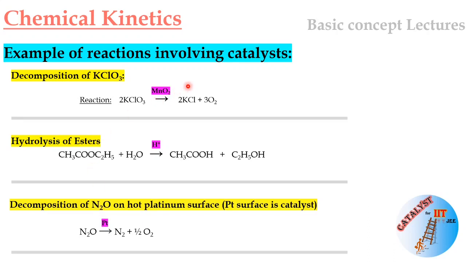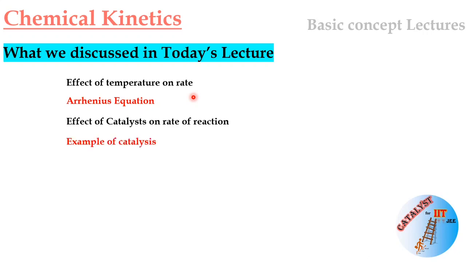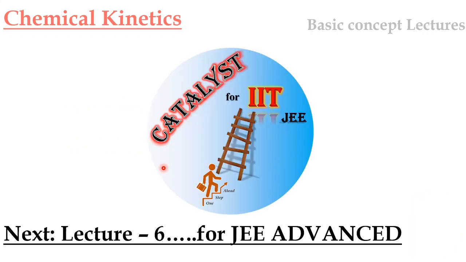There are many more examples, but you do not need to worry about them; the process is very important to understand physically. So in this lecture we discussed the effect of temperature on reaction rate. We talked about the Arrhenius equation, and we also discussed some portion of the Maxwell-Boltzmann distribution. We talked about catalysis, the effect of a catalyst on reaction rate, and we also discussed three examples of catalysis. This is the end of the fifth lecture of the basic lecture series on chemical kinetics. In our next lecture, we are going to discuss the JEE Advanced lecture series.